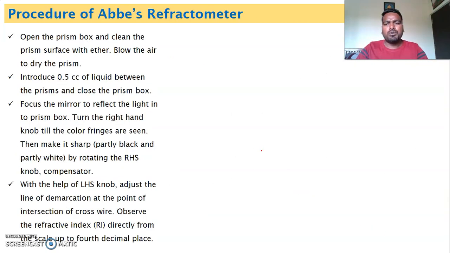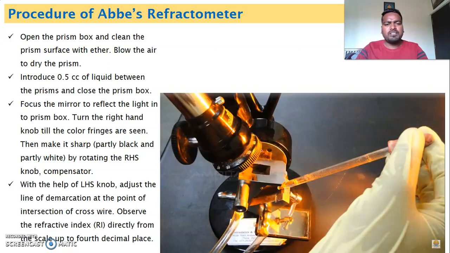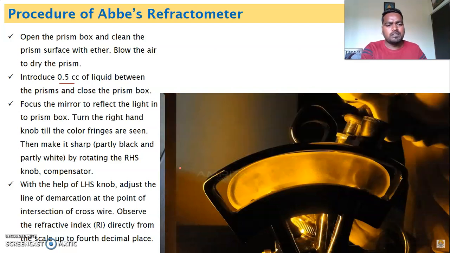Now let us see the working procedure of this Abbe refractometer. First, we clean the prism using ether. Then we blow air and dry the prism. To this, we add 0.5 cc of liquid between the two prisms. Then we focus the mirror. We focus the light in order to get the reflected light coming out from the prism box.